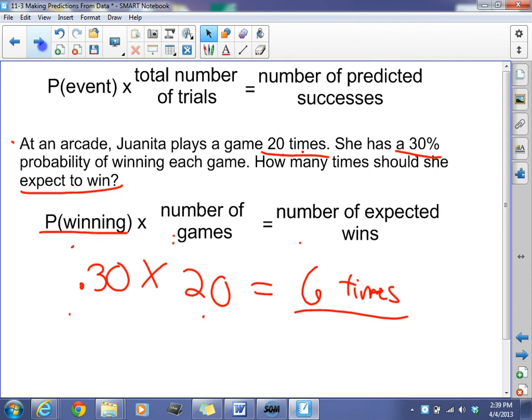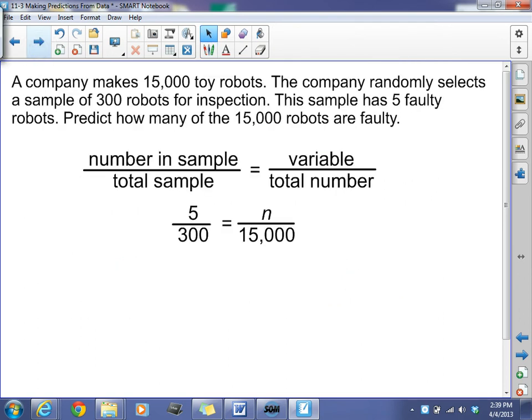All right, next part of the lesson. Now this goes back to the proportion. Remember, I showed you guys this on the very first slide. We're going to be using that proportion to help solve. So this is example 2 on page 559. It says, a company makes 15,000 toy robots. The company randomly selects a sample of 300 robots for inspection. This sample has 5 faulty robots. Predict how many of the 15,000 robots are faulty.